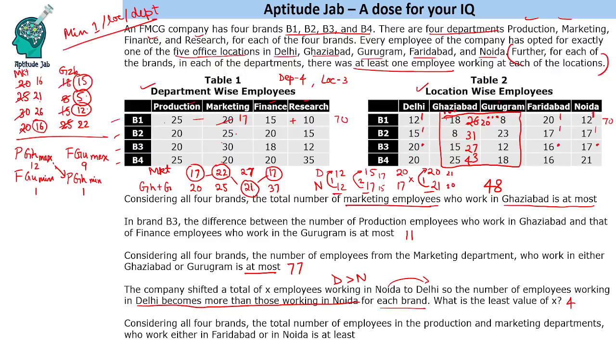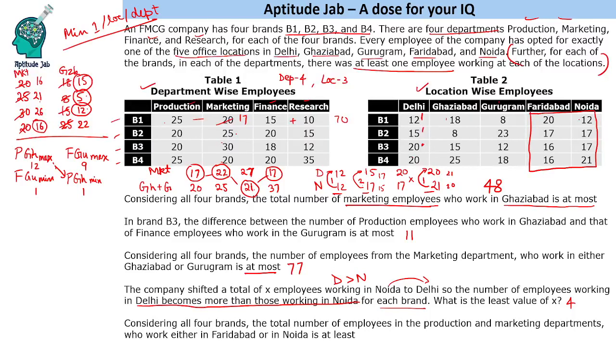Last question. Considering all 4 brands, the total number of employees in the production and marketing departments who work either in Faridabad or in Noida is at least. Okay, so I'll erase this part. We need to minimize the number of people in Faridabad and Noida.